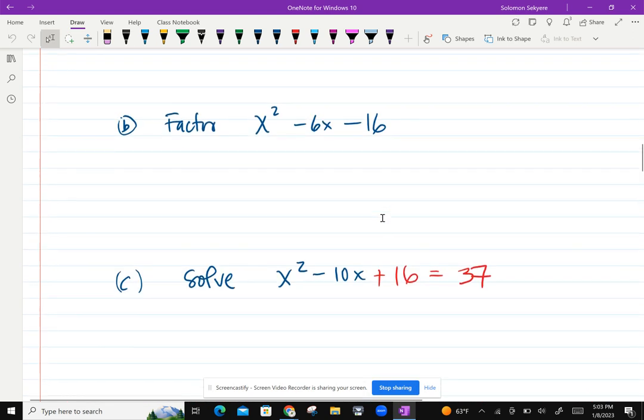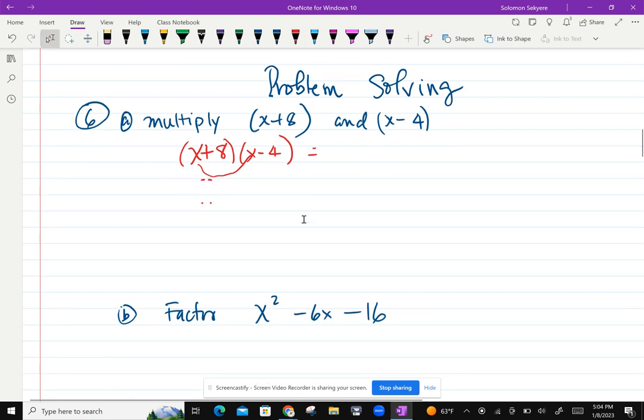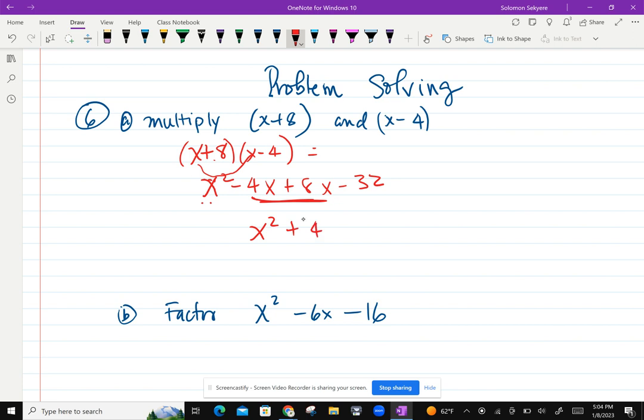Okay, so here we go. So the first part is multiply x plus 8 and x minus 4. So how do we do that? All right, so this is x squared, right? You take the x's, the first one, so x squared minus 4x, and then I take the 8, plus 8x, and then minus 32. And then I combine like terms. So I have x squared, negative 4 plus 8 is positive 4. So it's plus 4x minus 32. I am done.